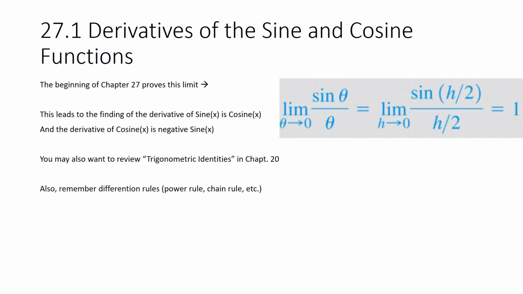And you might want to review trigonometric identities. That's back in Chapter 20 of your textbook. I'm not saying that you have to memorize all of those. Also, I'm not saying you have to memorize all the derivatives of these transcendental functions. But you should know how to quickly look them up in your book. And then usually, like on a final exam, you have that kind of information available to you before you go ahead and take the exam. Just remember also the differentiation rules that we learned in the previous chapters, the power rule, the chain rule, etc.